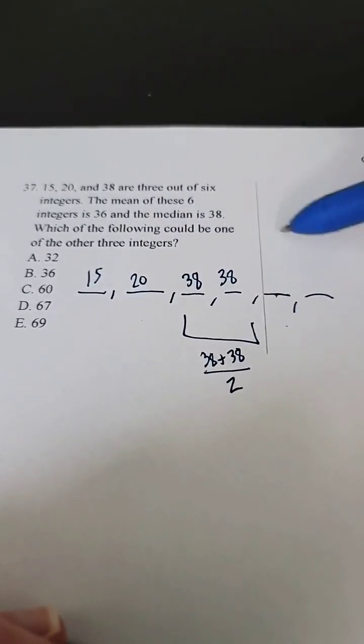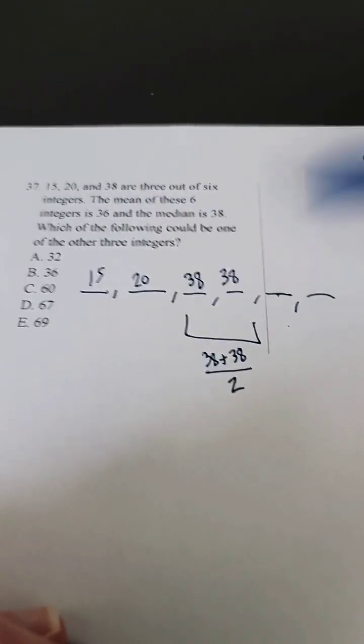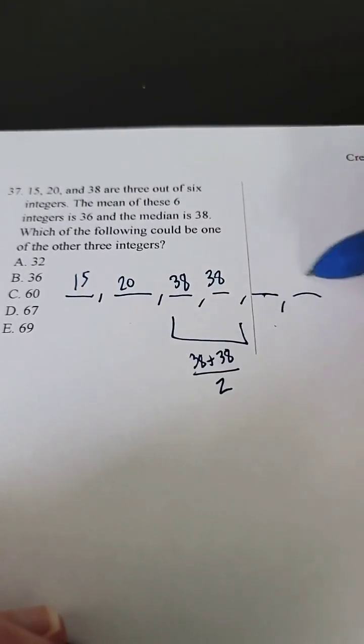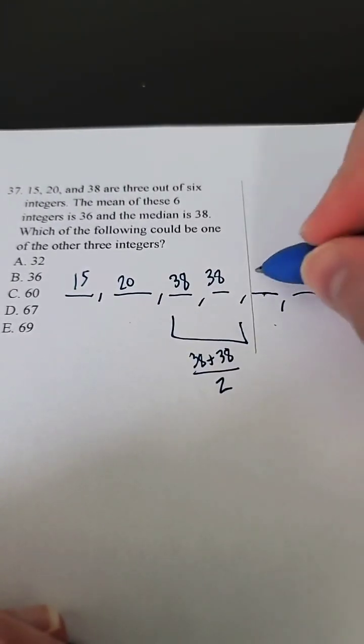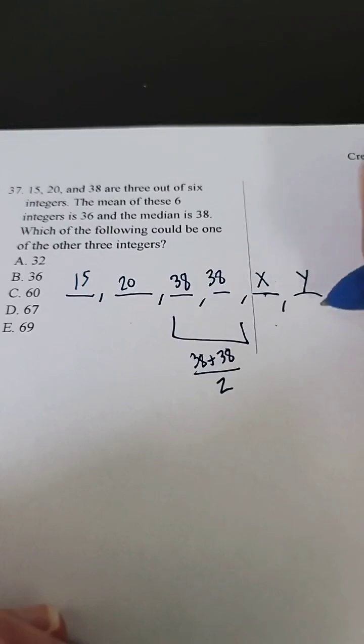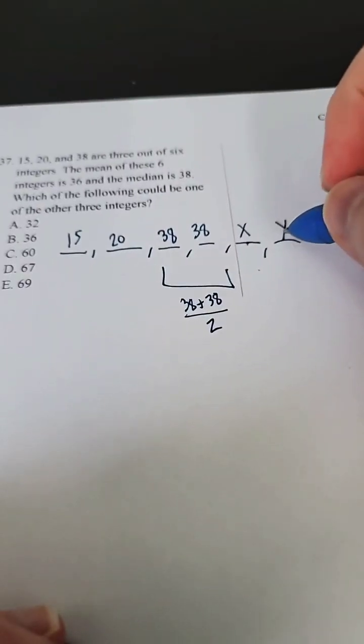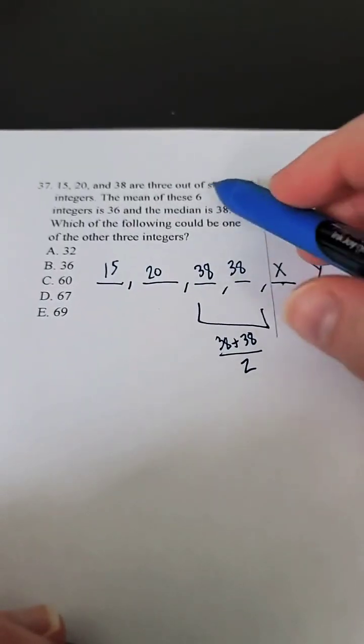So which of the following could be one of the other 3 integers? Okay, so we're looking for what could be in one of these spaces basically. So let's call this x and let's call this y. Okay, and they told us the mean of these is 36.